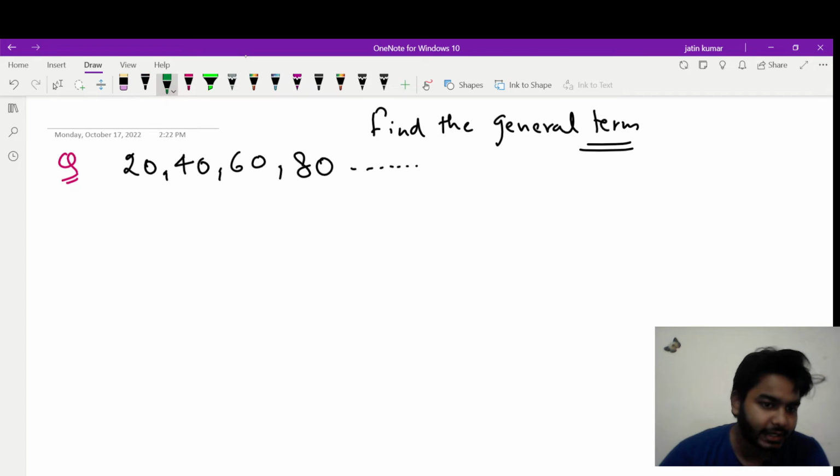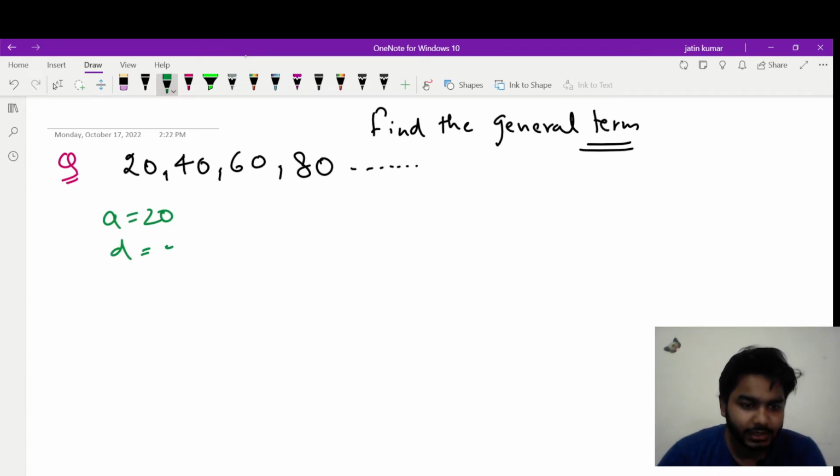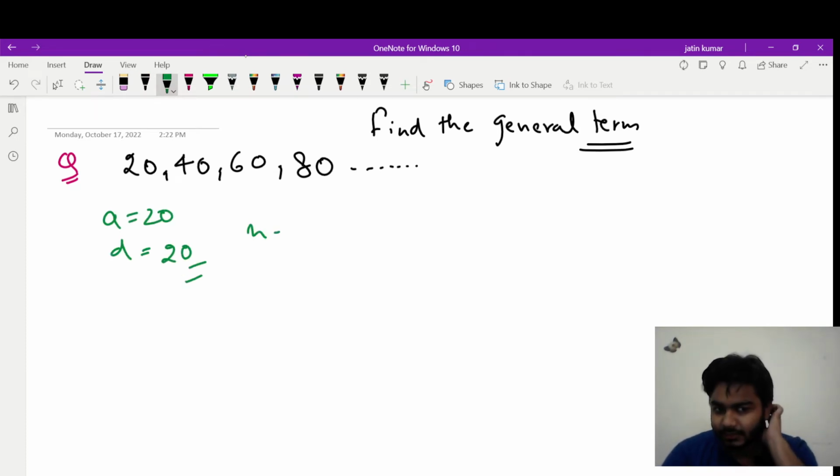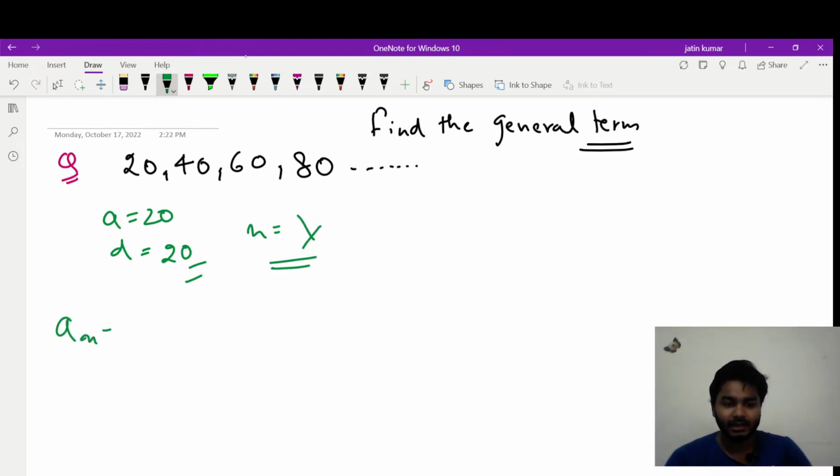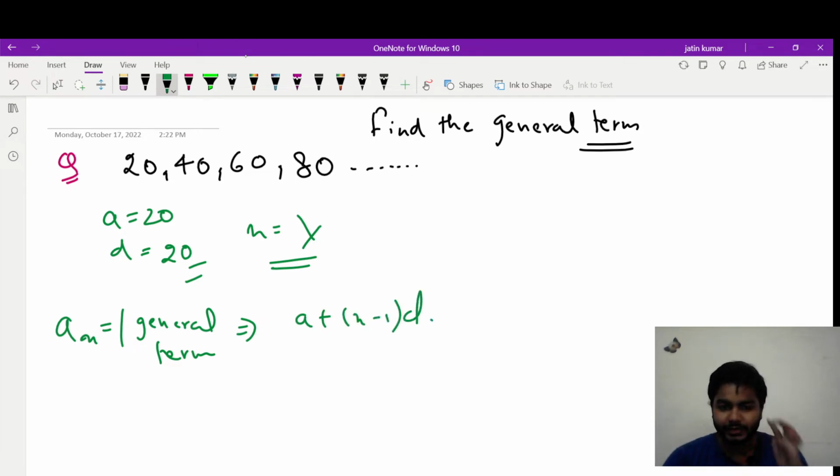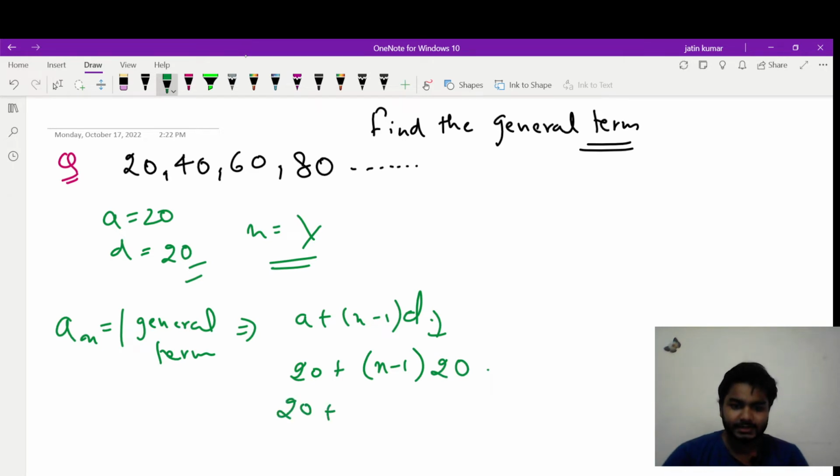First step, you will write A is 20, D is also 20, and n is not given to us. You need to find the an, the last term only. General term, last term, nth term are all the same. So for the general term you will put the formula A plus n minus 1 into D, where the coefficient of D is 1 less. A is 20, n stays as n, and D is 20. Put the formula: 20 plus 20n minus 20. So here the general term is 20n.